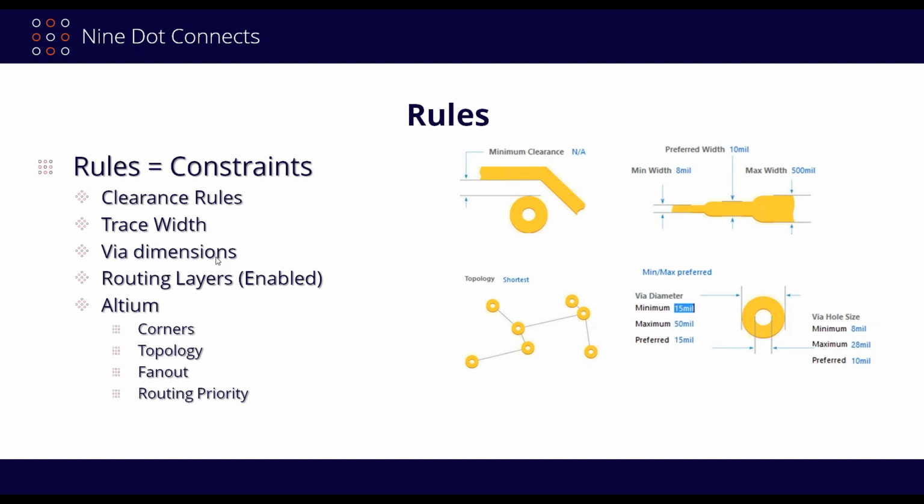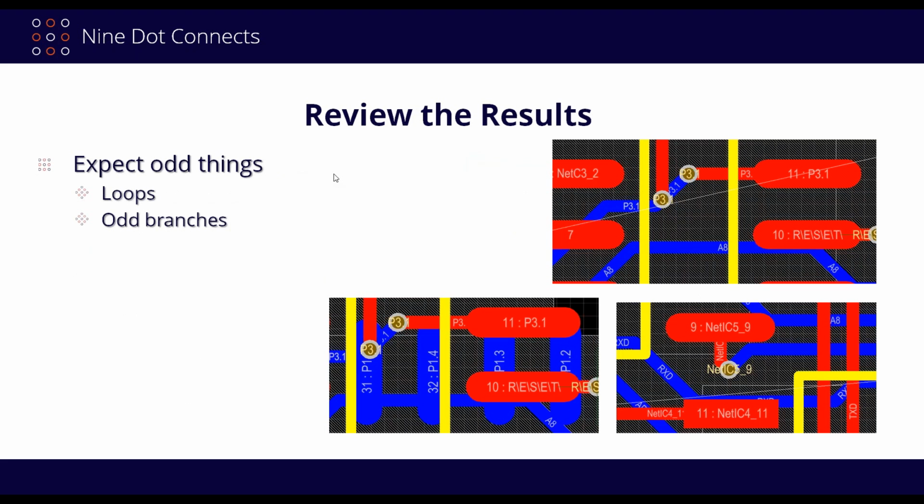Okay. Altium also happens to have corners, topologies, fan out, and routing priorities. But you want to definitely take a look at the rules that are going to make these things happen. But more importantly, if you're getting some really weird route, you may want to see if one of the rules needs to be tightened up a little bit, or even loosened, depending on if you're even able to complete the route or not. You got to review the results.